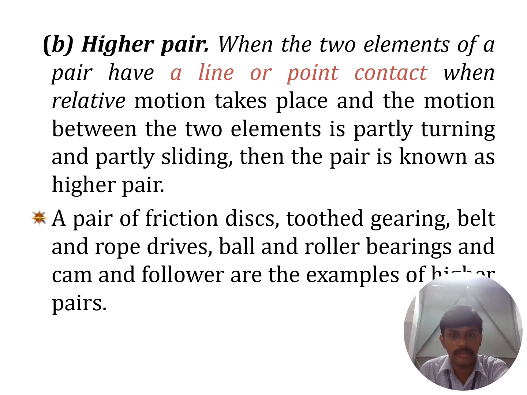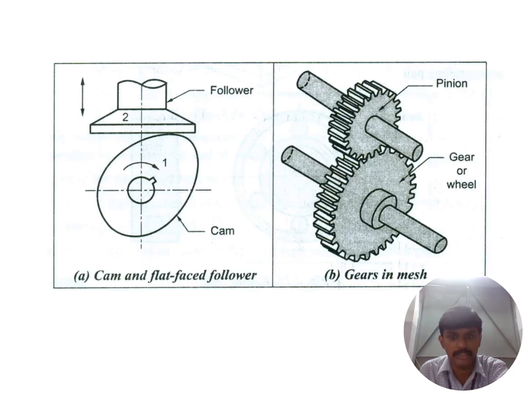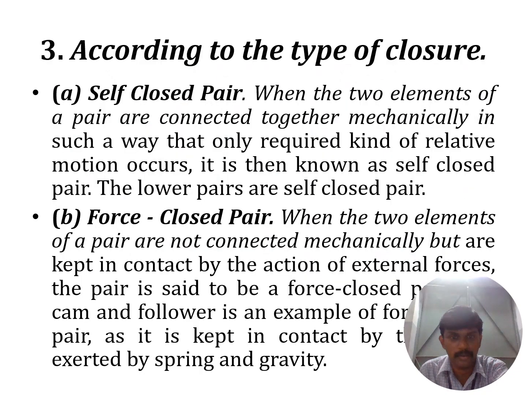And the higher pair is where the two elements of the pair have a line or point contact. That is a higher pair. For example, cam and follower, and gears, are higher pairs. The cam and follower is a line contact, and gears in mesh are also a line contact.